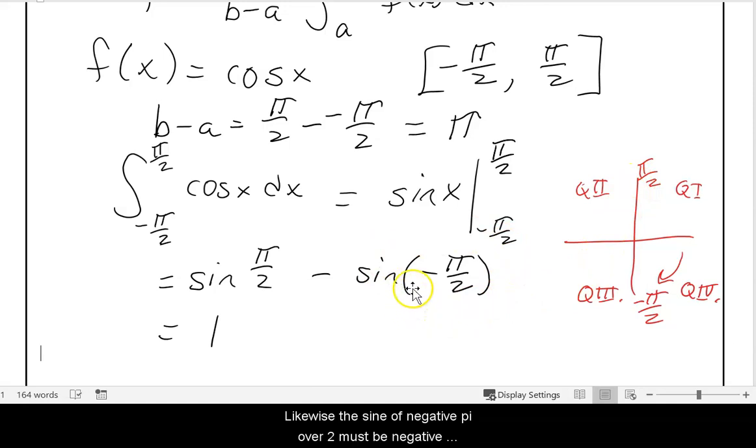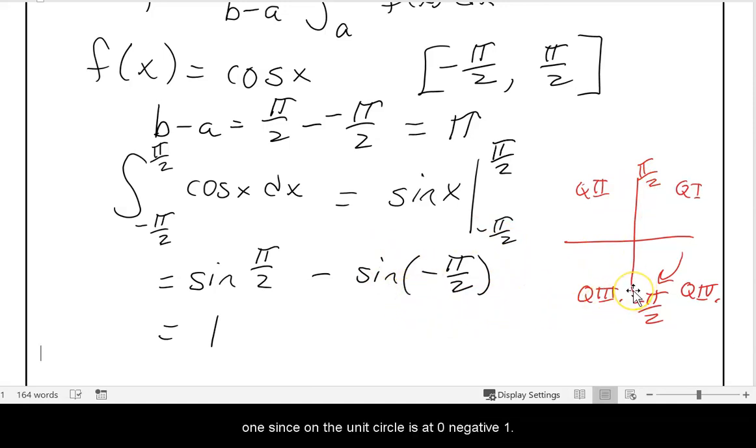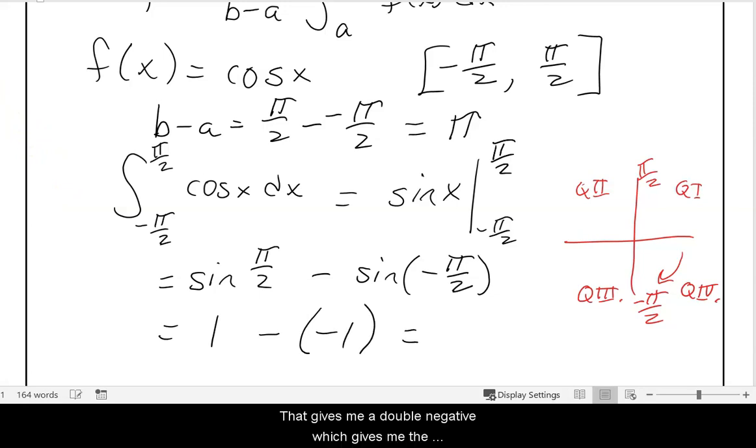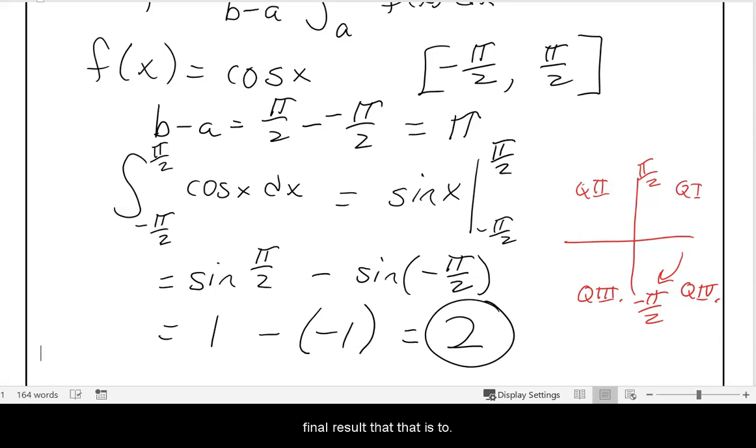Likewise, the sign of negative pi over 2 must be negative 1, since on the unit circle it's at (0, negative 1). The subtraction is part of the formula, and it's in between. That gives me a double negative, which gives me the final result that is 2.